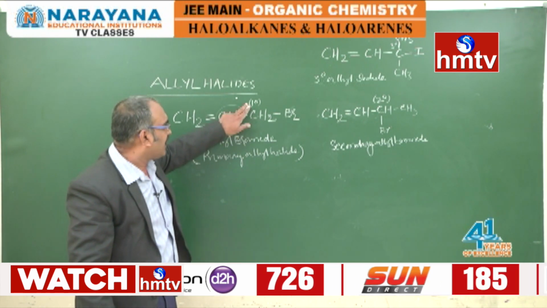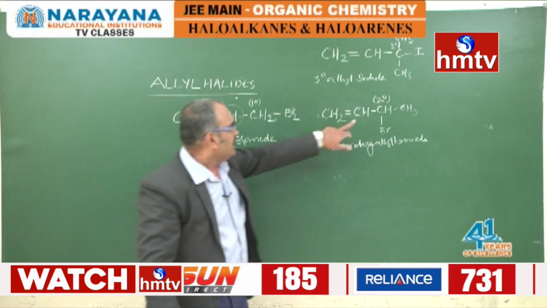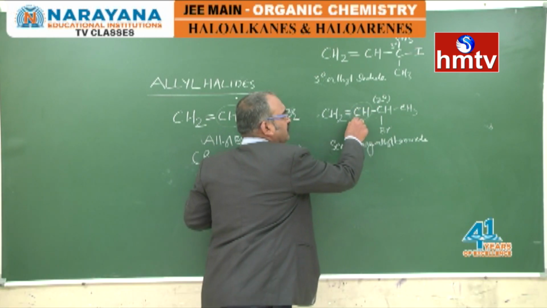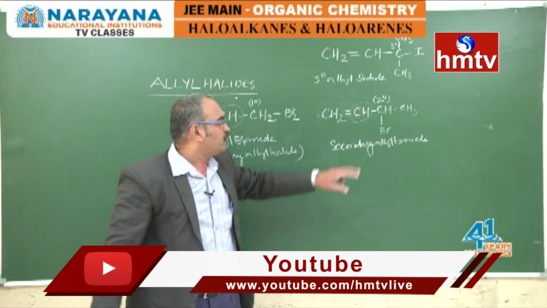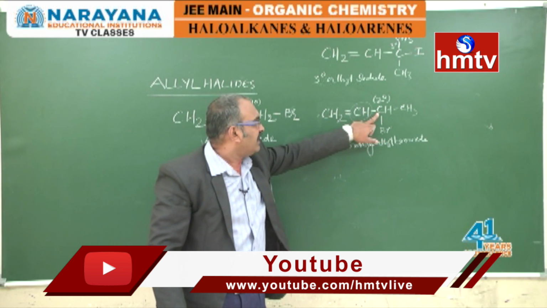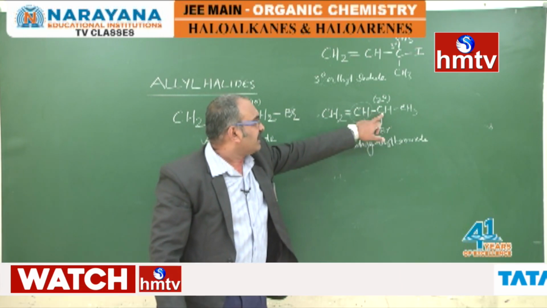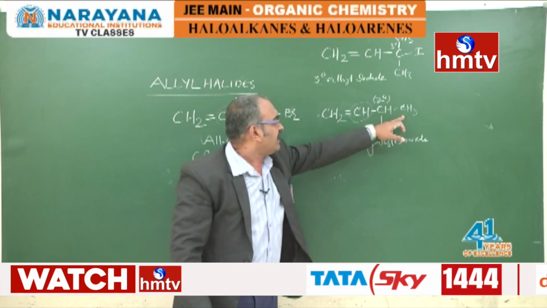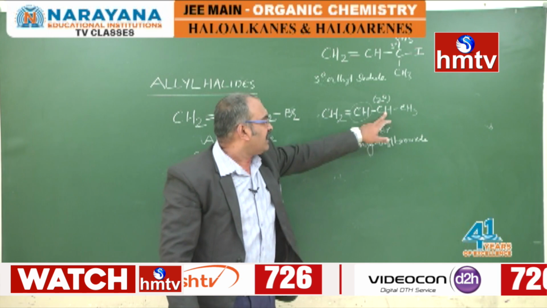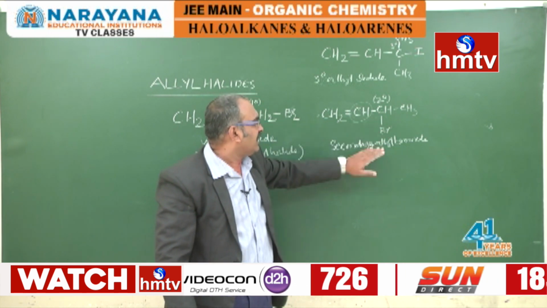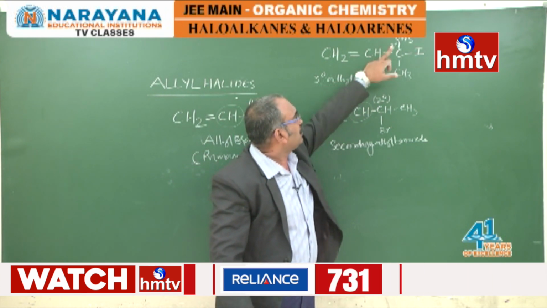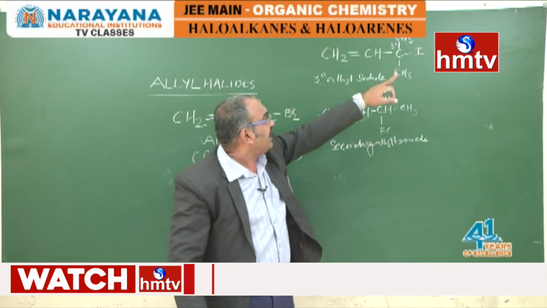Since the allylic carbon is primary, it is primary allyl halide. Here is the allylic carbon, this is the vinylic carbon. The double bonded carbon is vinylic carbon. The carbon attached to vinylic carbon is allylic carbon, and here the allylic carbon is attached to two other carbons. That's why it is secondary allyl carbon. To the secondary allyl carbon, bromine is attached. So that's why it is secondary allyl bromide. Here the allylic carbon is tertiary as it is attached to three other carbons. That's why tertiary allyl iodide.